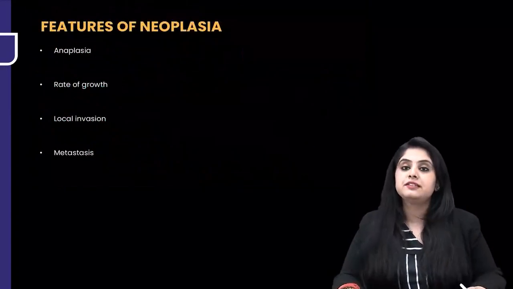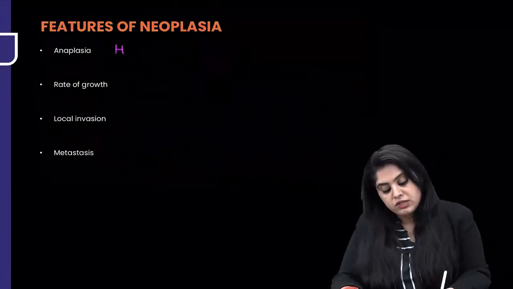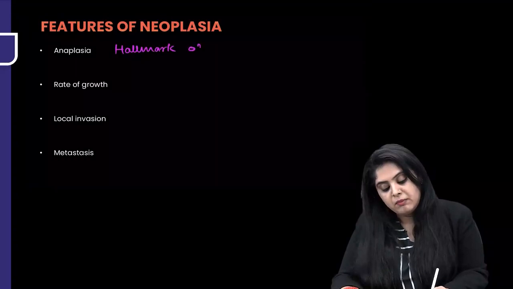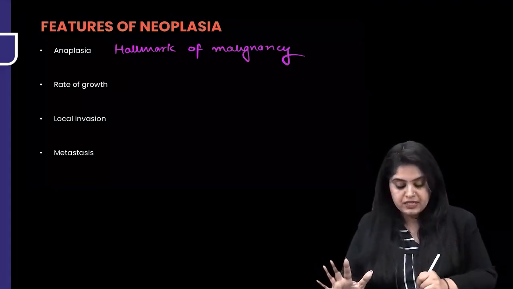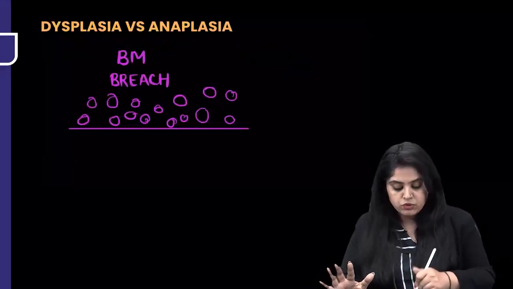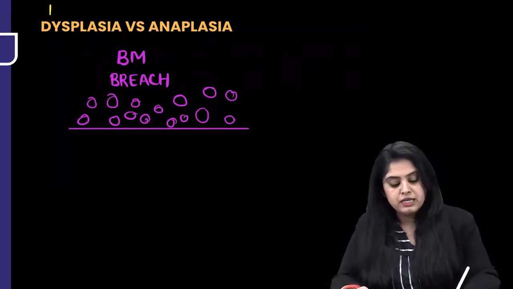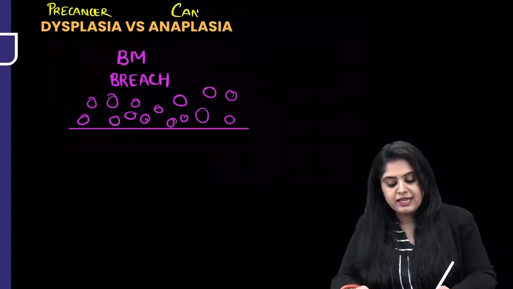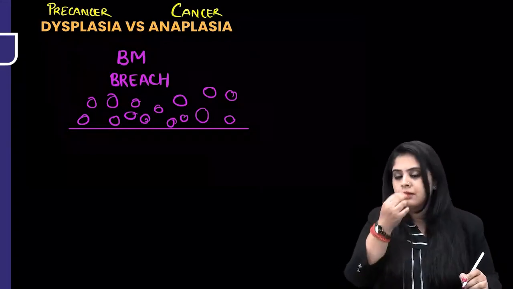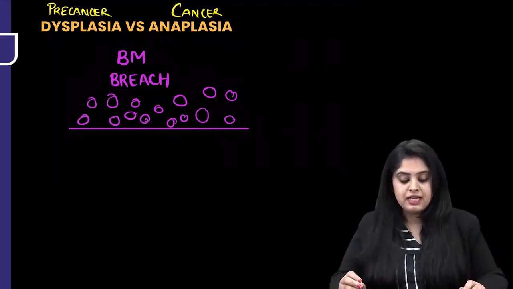Now we move on to the features of neoplasia, what every cancer is going to have. If they ask you what is the hallmark of malignancy, the hallmark of malignancy is anaplasia. Now I want to explain what anaplasia is. Before I move on to the rest of the features, what is the difference between dysplasia and anaplasia? Please note, dysplasia is said to be pre-cancer and anaplasia is said to be cancer. If I had to explain it like a layman, non-medical information, I would say dysplasia is pre-cancer, anaplasia is cancer.